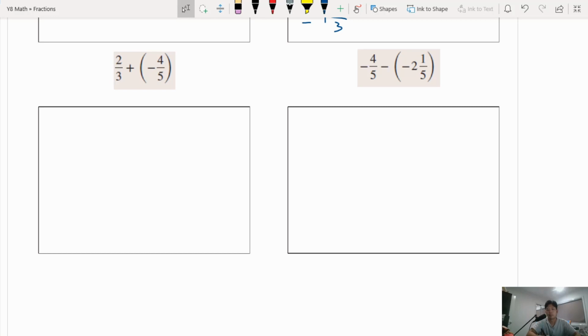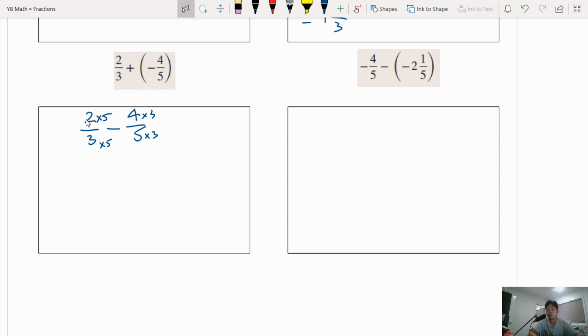Alright, so let's have a go at these two. 2 over 3 plus negative 4 over 5. Let's just rewrite that to make it look nice. So that just becomes 2 over 3 minus 4 over 5. Once again, referring to that second rule. So we need to find the lowest common denominator. In this case, once again, I'll just multiply them by each other.